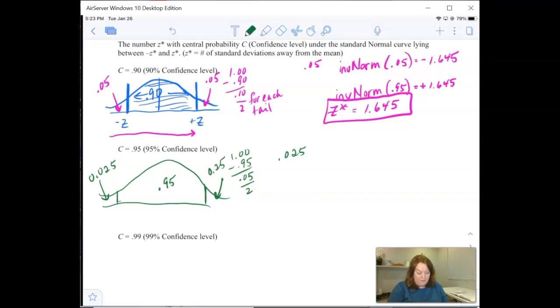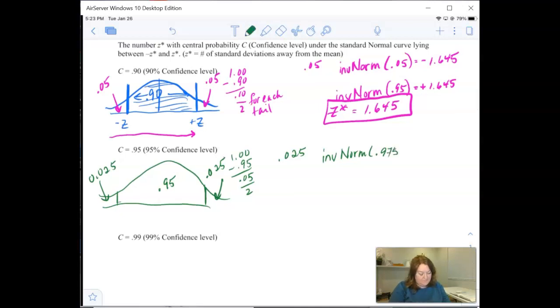So if I want to figure out where either one is, I'm going to do inverse norm. Now, if I decide to do inverse norm of 0.025, I'm still going to write down just what the positive is. So I'm just going to do the sign change in my head. Or I could do inverse norm of 0.975. Sorry, this one goes there, that one goes there. So the 0.025 will get added to the 0.95, so we'll get 0.975. Again, you can do either one or both, right? We just want to get to a z-star score.